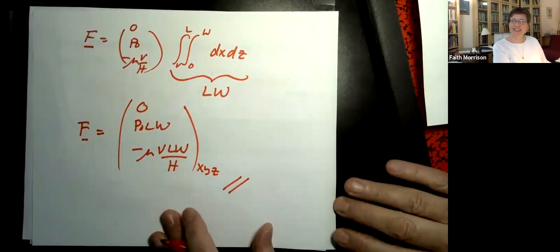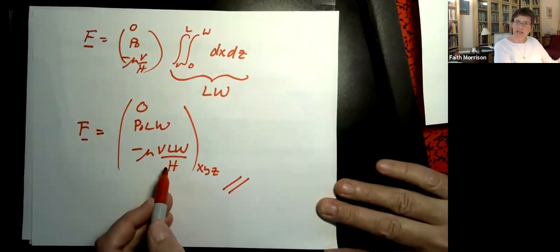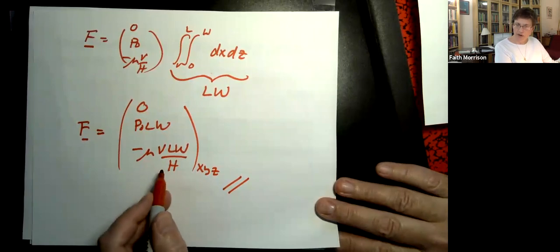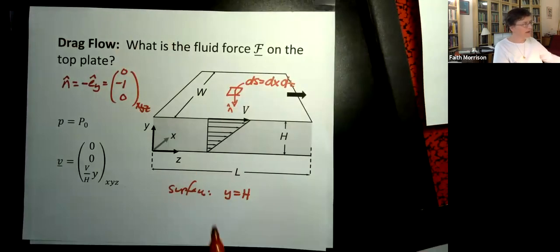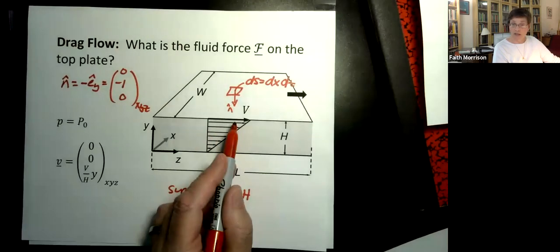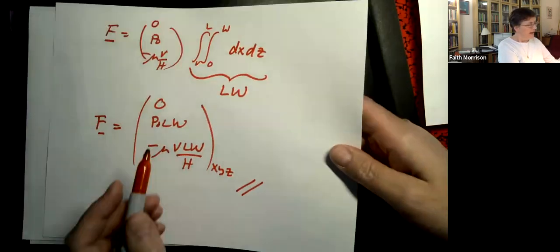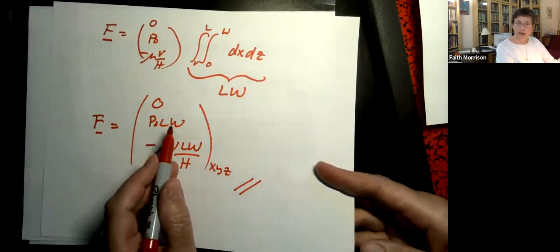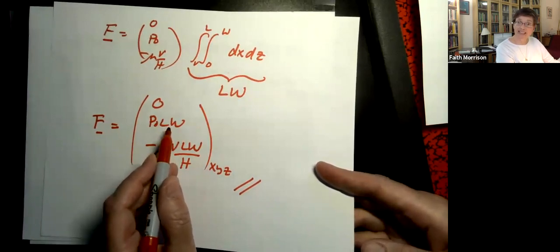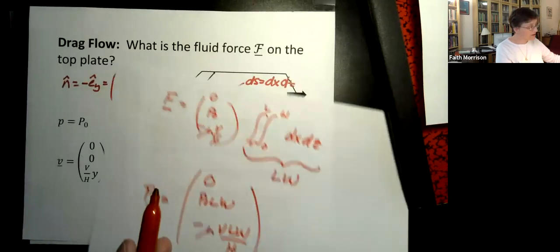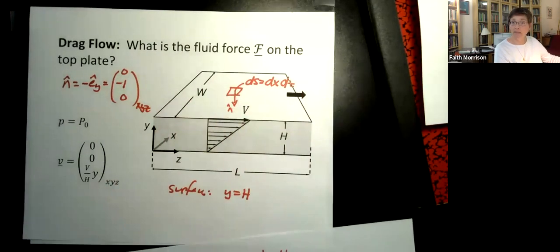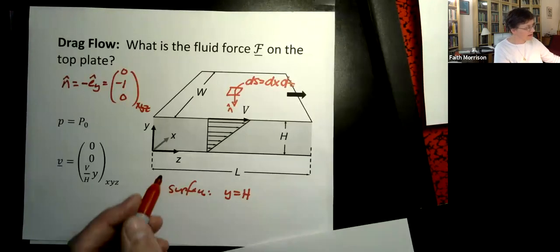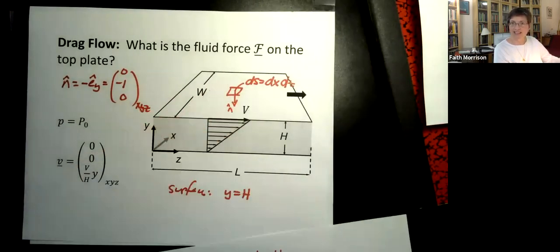So this is a vector that in the z direction has a force that is the force on the liquid that is a result of this moving boundary. In the y direction, it has pressure, the uniform pressure times the area of the plate. That's a normal force. So that's the normal force that you would expect because it's at atmospheric pressure. And there is no force in the x direction. There's no tendency to go sideways.